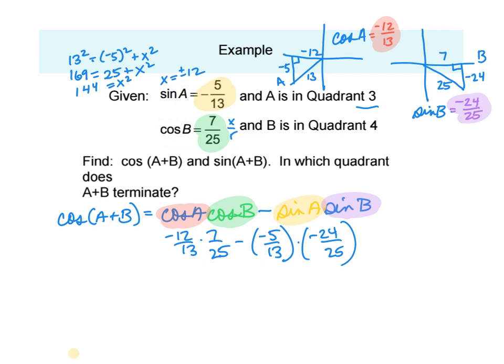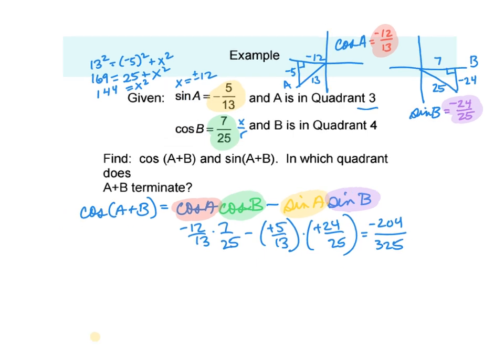So I would do negative 12 divided by 13 times 7 divided by 25 minus, now the negatives multiplied are positive, so I'm just going to put that in my calculator, minus 5 divided by 13 times 24 divided by 25. Now, I'll get a nice decimal, but I can convert that to a fraction by doing math enter, enter, and I find that that is negative 204 over 325. So, now I found cosine of a plus b.